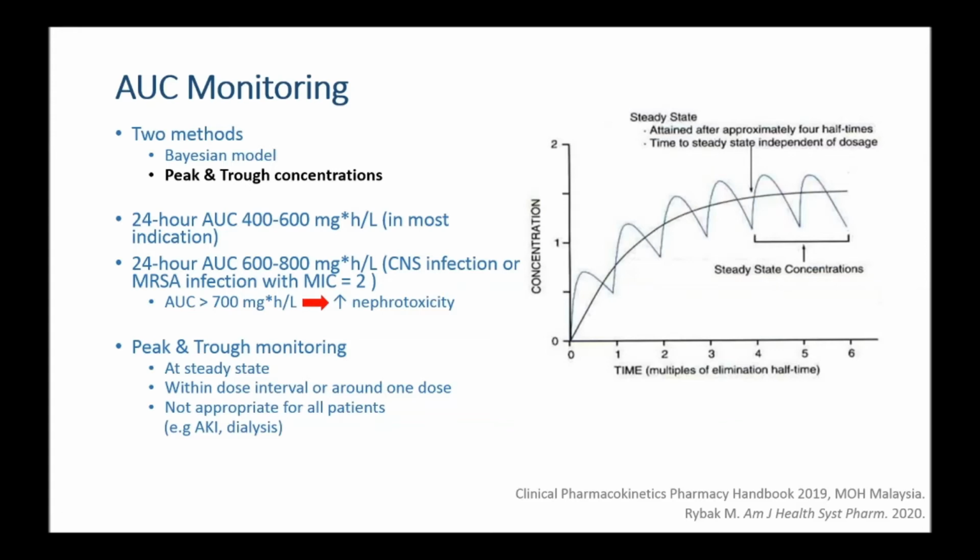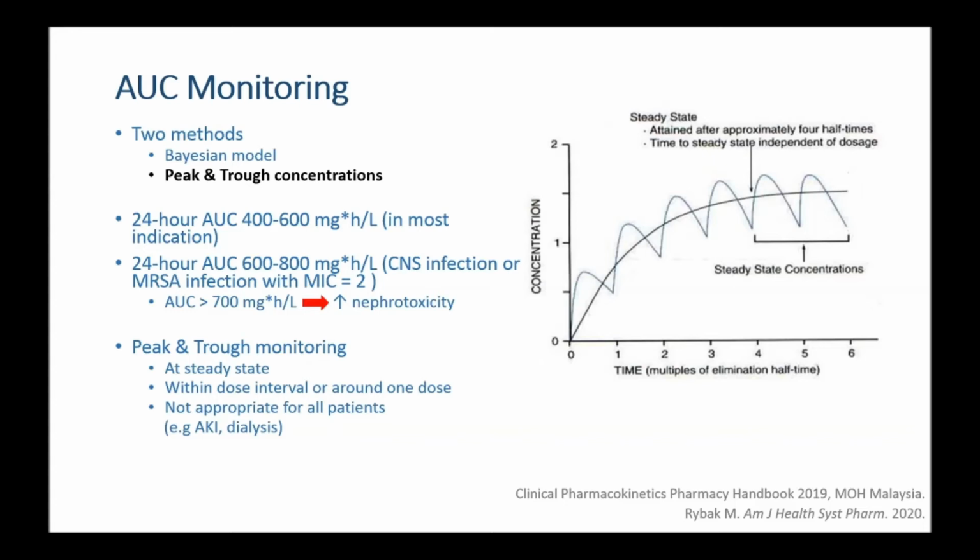There are two methods for AUC monitoring, but I will focus on peak and trough concentration only because this is what we practice in the hospital. The reason why we need this peak and trough concentration is to estimate area under the curve. Generally, target range of AUC 24 hours in most indication is 400 to 600.